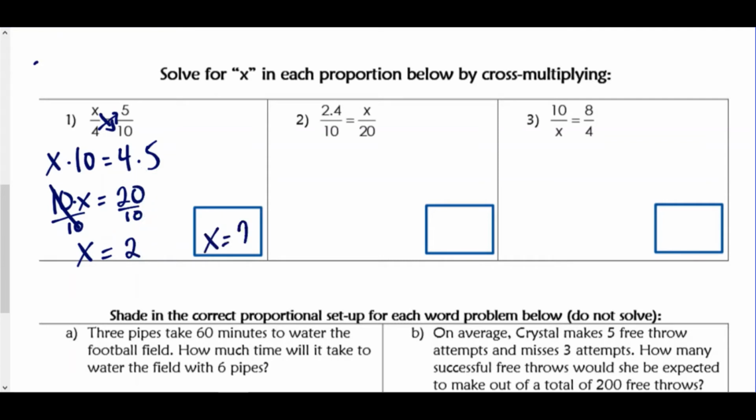So x equals 2. You could probably even see it in this step. 10 times some number equals 20. Well, that number has to be 2.